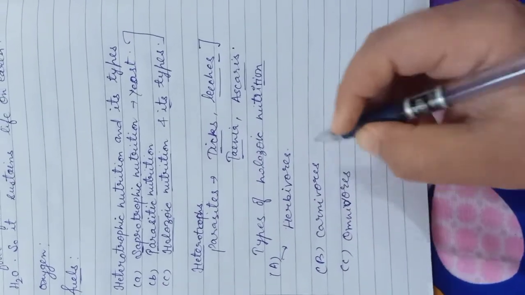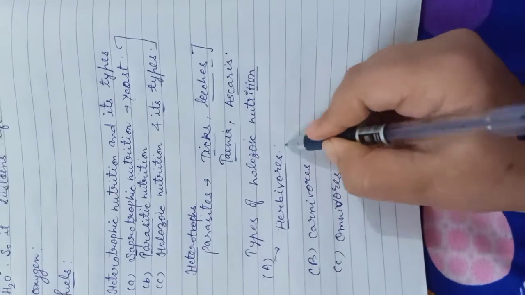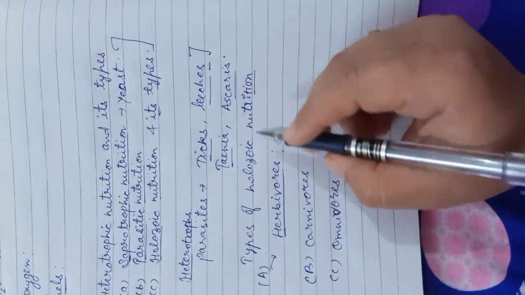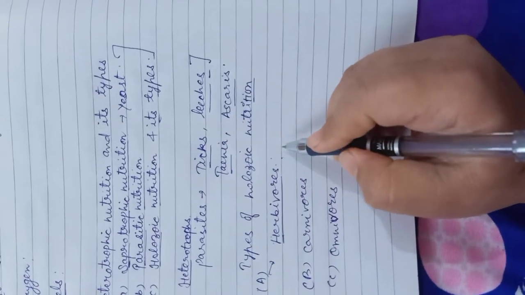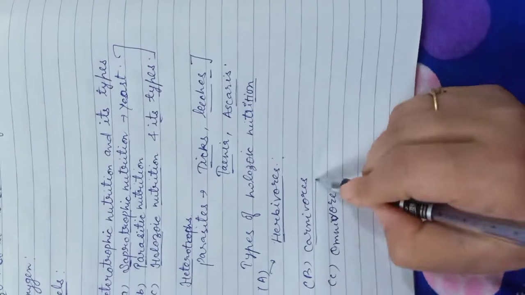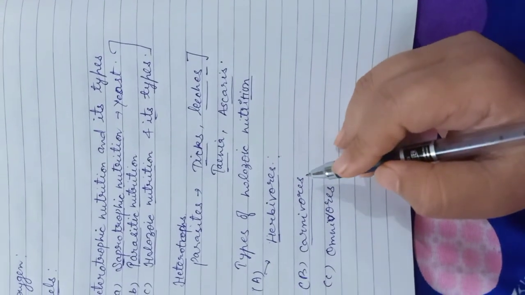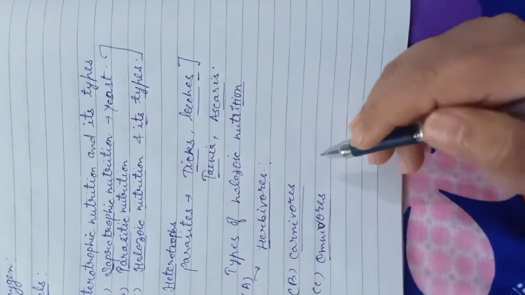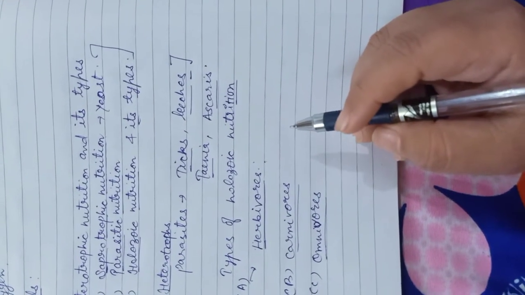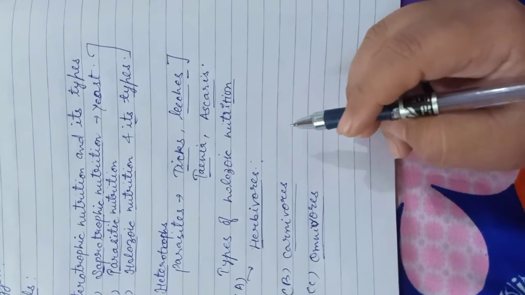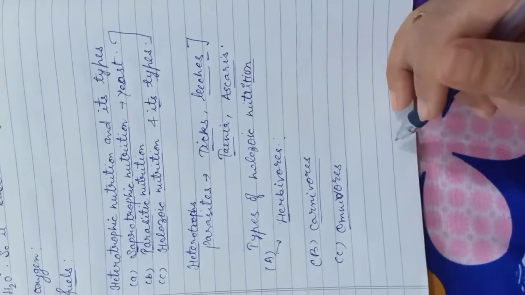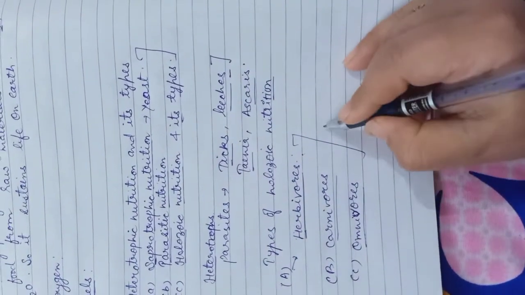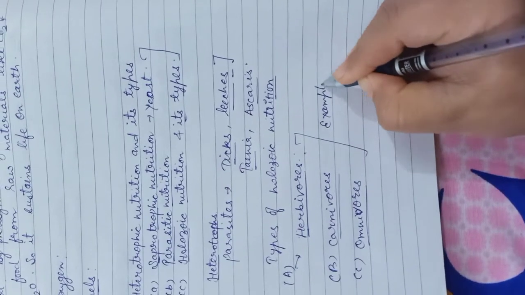So what are herbivores? Herbivores are plant-feeding heterotrophs. Carnivores derive organic food from animals, and you can say that they are meat eaters. And omnivores are the animals which feed upon both plants and animals. Now you will tell me, on the basis of the definitions of herbivores, carnivores and omnivores, what are their examples.